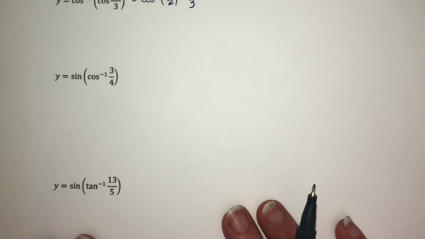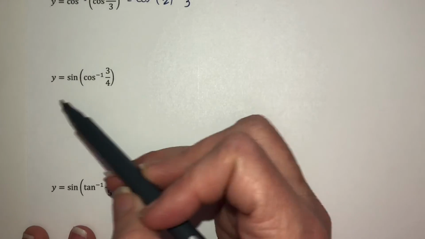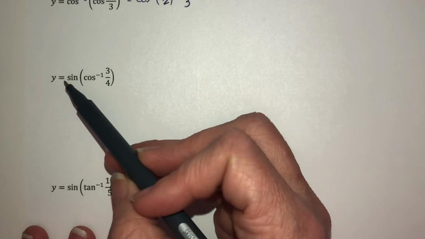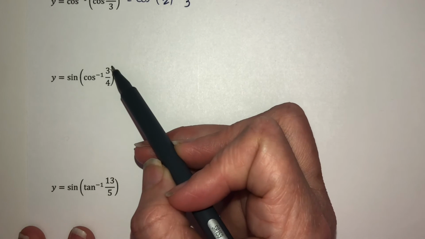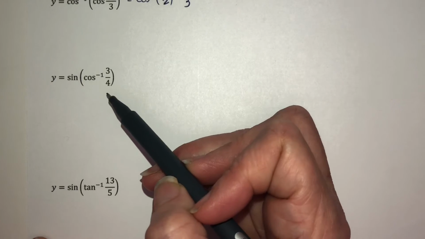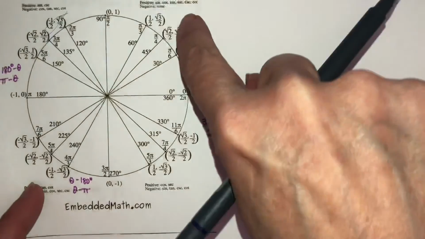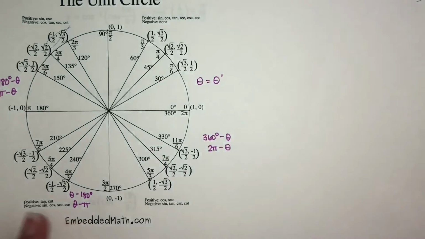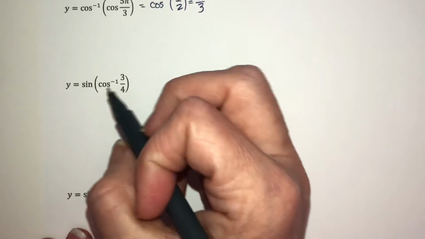Now let's look at some harder problems here. Sine and cosine, we know that they don't undo each other. They don't reverse things. So how can I do this? I want to find sine of cosine inverse of 3 over 4. Well, cosine is positive here and here, but we're dealing with cosine inverse of a positive number. So we're going to be looking at something in here. So we are located in the first quadrant. That's what I know.